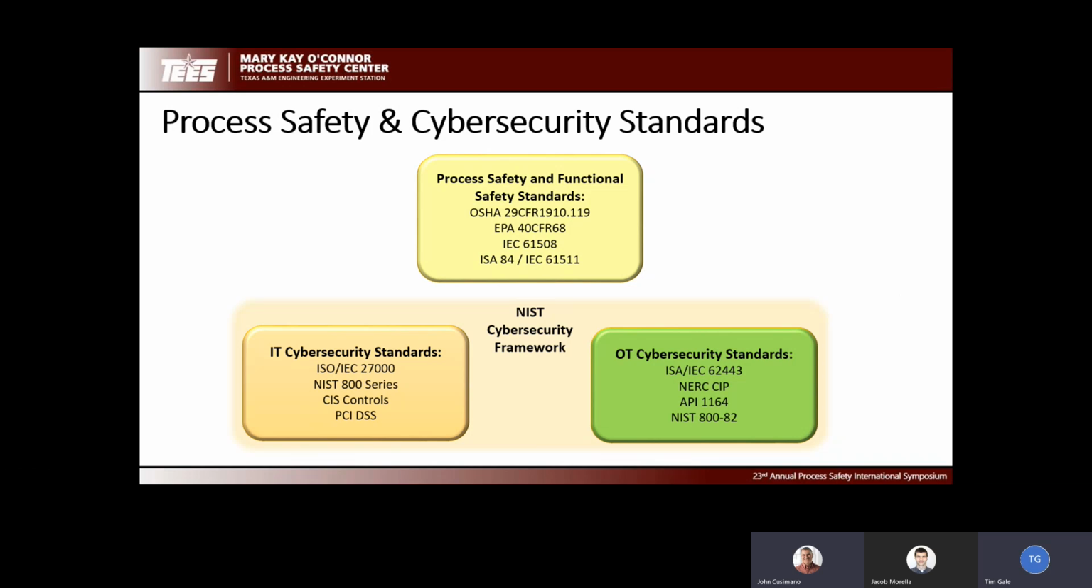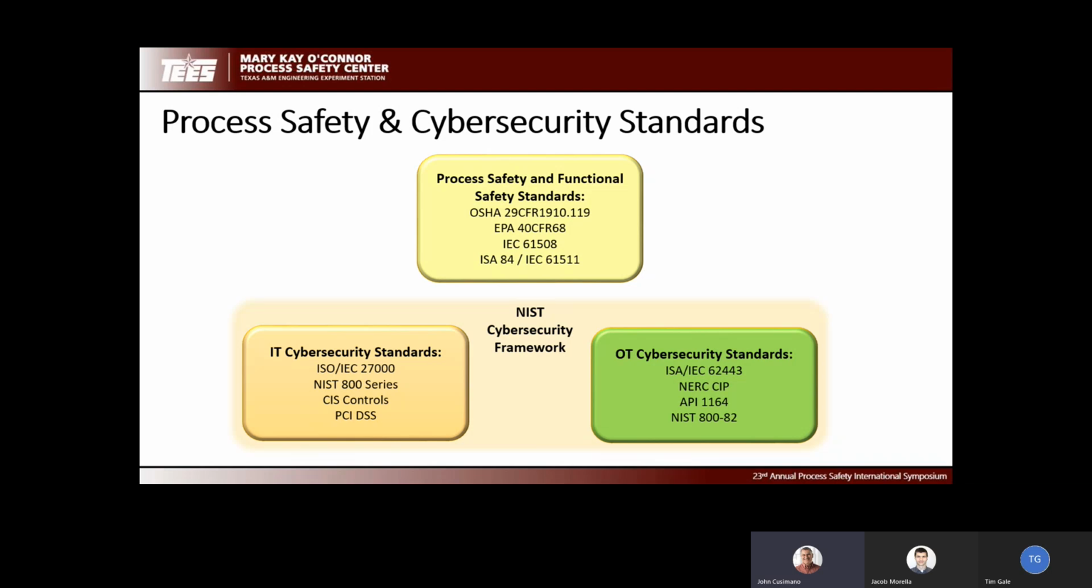So that concept of needing to define our layers of protection and implement those is covered under process safety and functional safety standards that I have up top. Quite independent from those, there are IT cybersecurity standards and OT cybersecurity standards that we have at the bottom. And those are all wrapped with a layer called the NIST cybersecurity framework. So quite independently, IT and OT cybersecurity standards have been developed over the years. And at the same time, we have our functional safety and process safety standards and regulations.